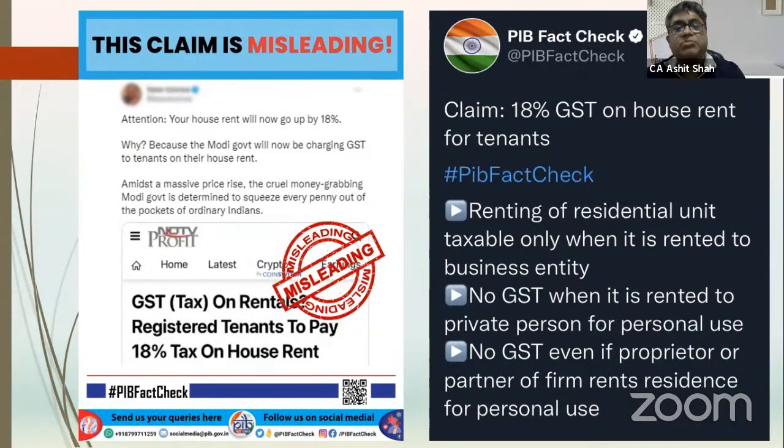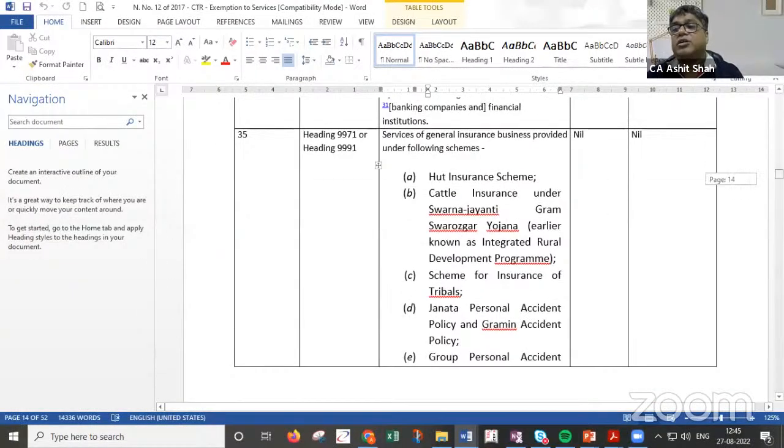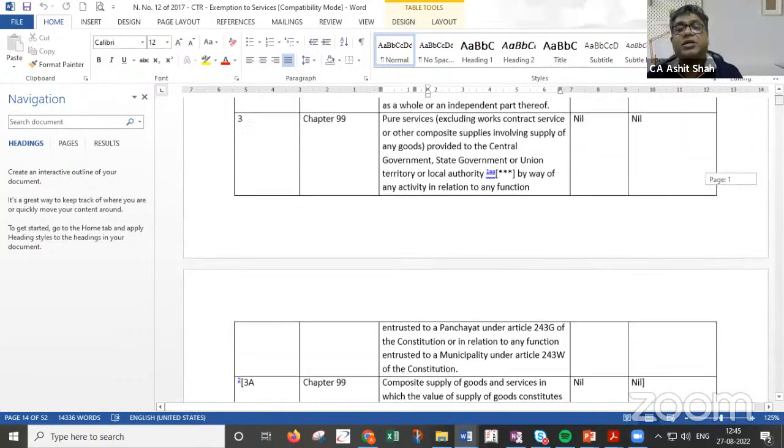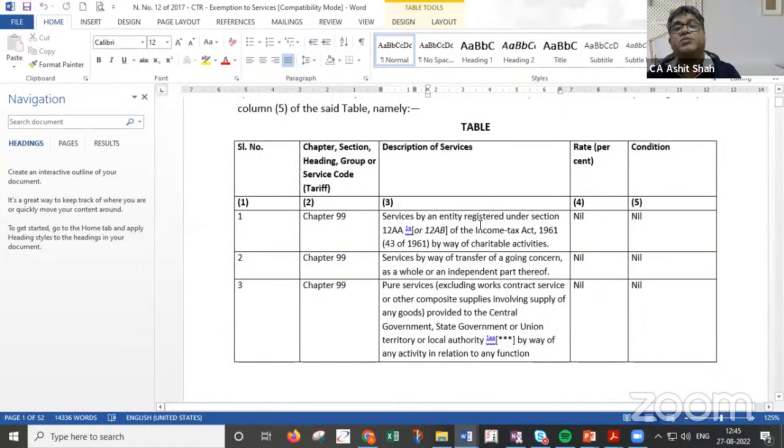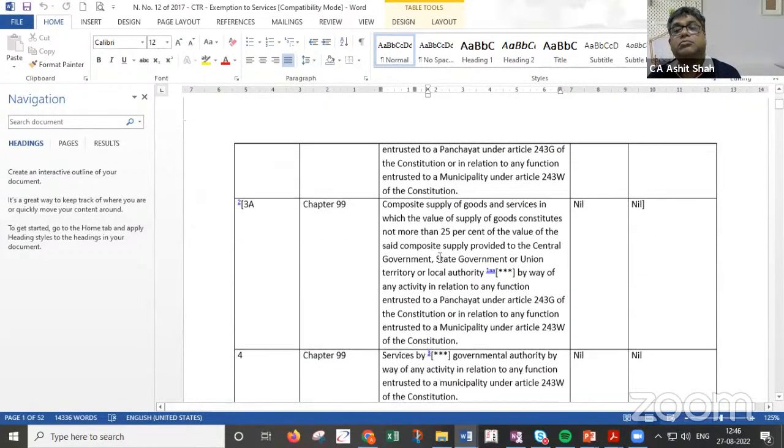So the first exemption, what you are trying to read, would be totally separate, no? Yes, here the first entry is there: service by an entity registered under section 12AA. That is separate, exactly. So one religious issue is also there. One religious thing is also there in the notification, I think.